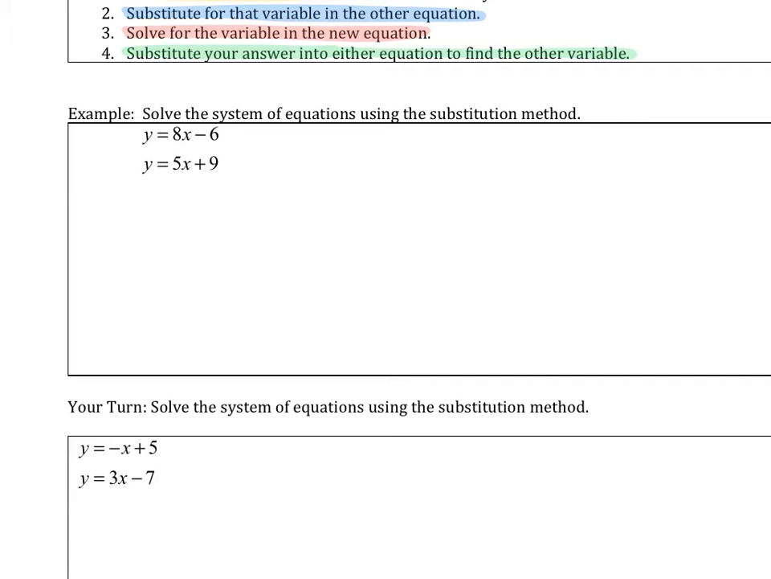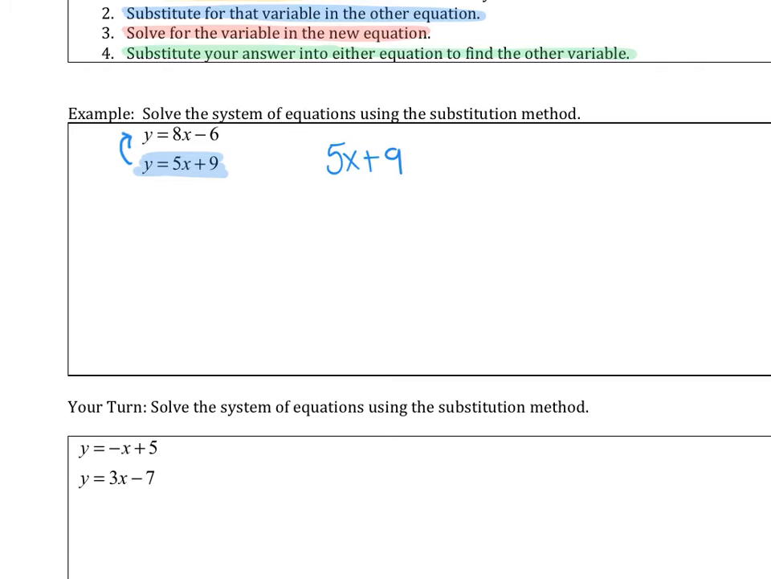Both equations are actually y equals. That means both equations are already in the form y equals mx plus b, and the y is by itself. So one of our variables is already by itself, so we don't have to do any work there. Watch what I'm going to do. I'm going to take this y equals 5x plus 9, and plug it in for the y in the first equation. So it's going to look something like this.